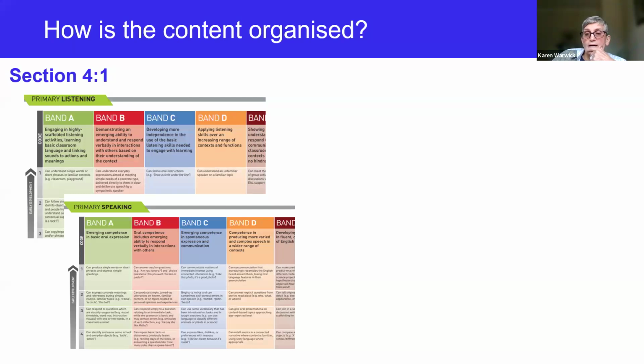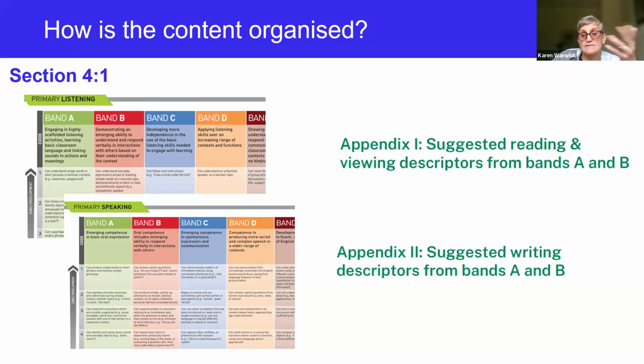The guidance also recognises that given the diversity within the term English as an additional language, young learners may also begin to develop English language proficiency skills in reading, viewing, and/or writing, and hence the reason for putting Appendix 1 and Appendix 2 at the end, so that you've got some guidance on where to go for relevant descriptors for these language domains.